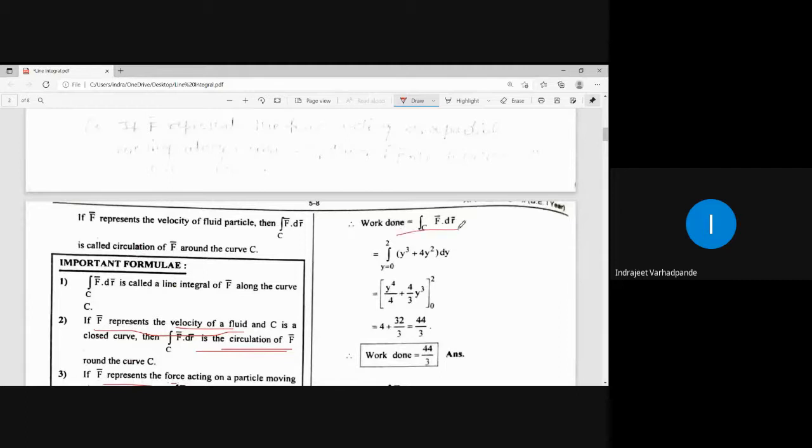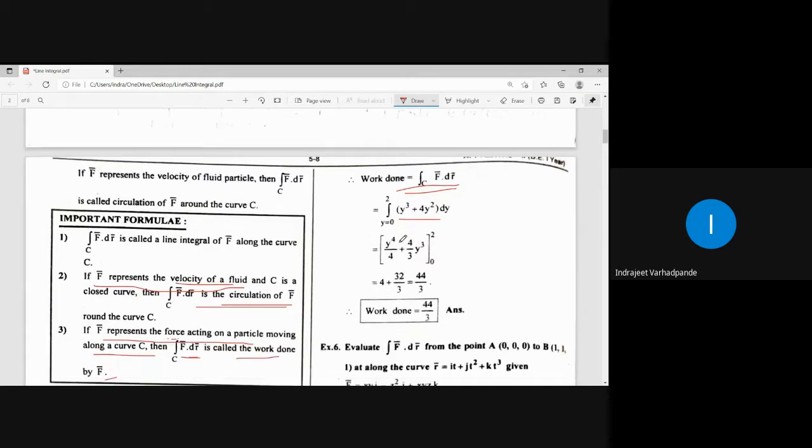So what is work done? Work done is integral over curve C f bar dot dr bar. So f bar dot dr bar I have obtained completely in the form of y. So it is y cube plus 4y square dy, and it is to be integrated between the points 0 to 2. As I have seen, the coordinate of y is from 0 to 2. So integrating this between 0 to 2, the work done is obtained as 44 by 3. So the final value comes out to be 44 by 3.